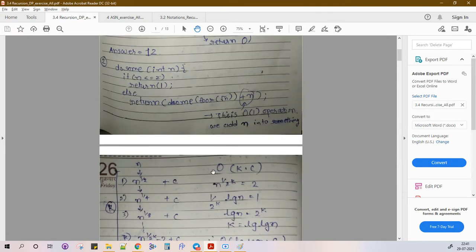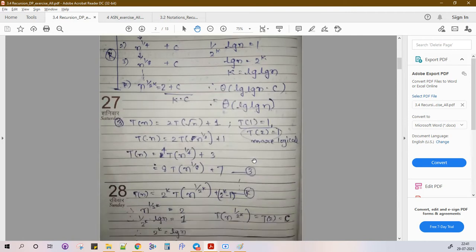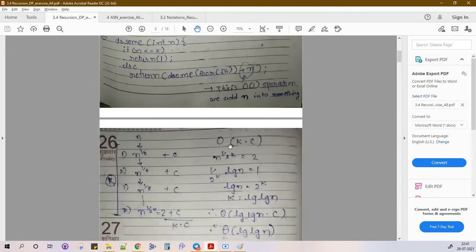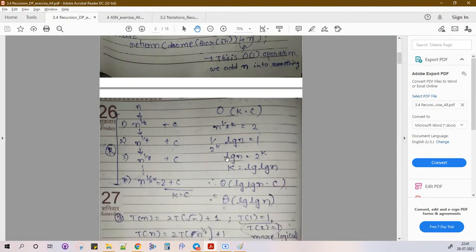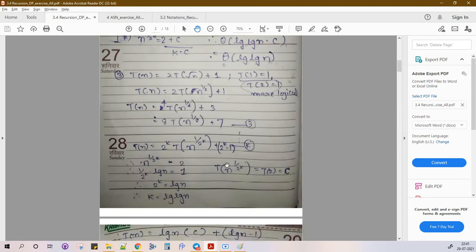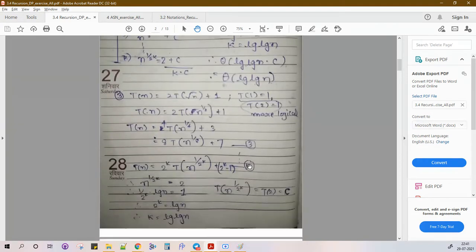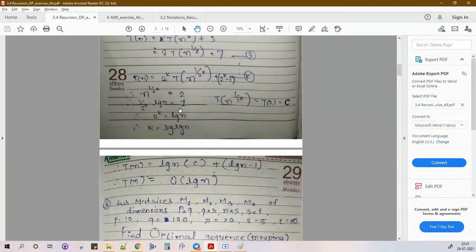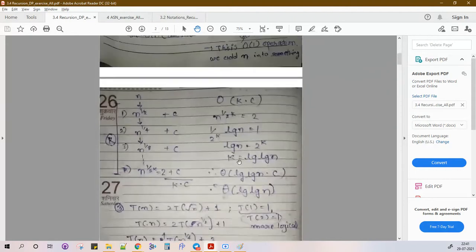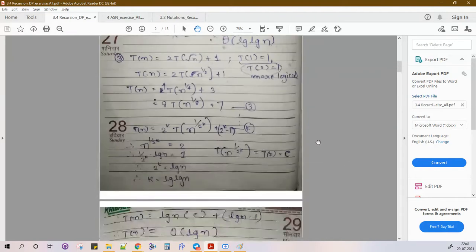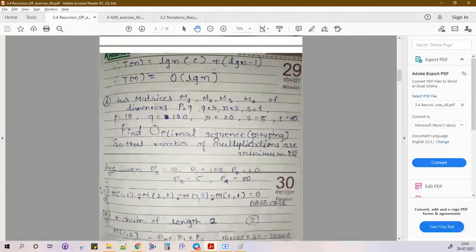This I am not going into detail because we solved this already yesterday, a similar kind of algorithm. We have T of root n plus n; I guess yesterday we had T of root n plus 1. If we solve that we get log n, sorry, log log n. I'm not going into this because there is no point in repeating it again.